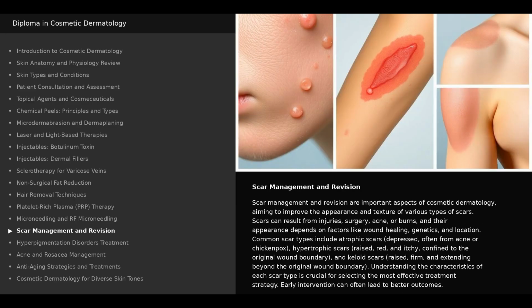Scar management and revision. Scar management and revision are important aspects of cosmetic dermatology, aiming to improve the appearance and texture of various types of scars.